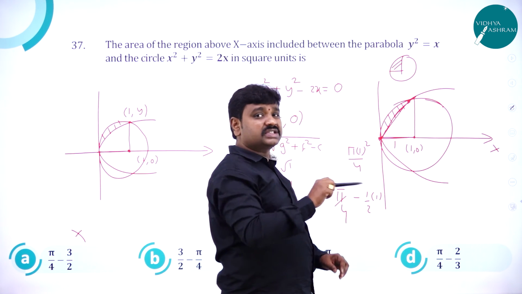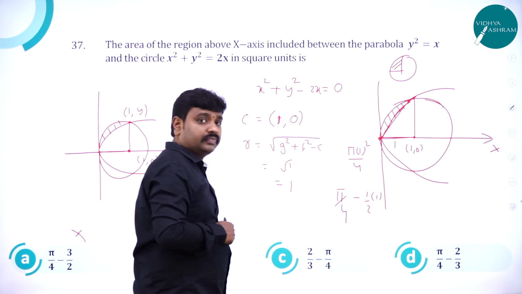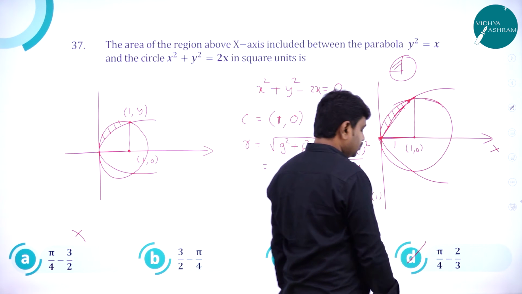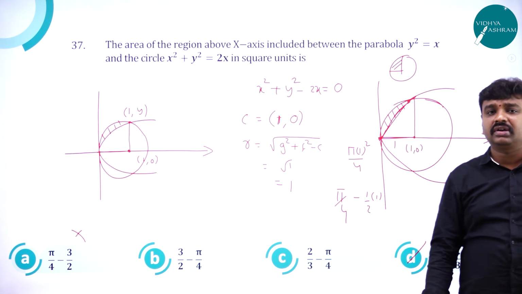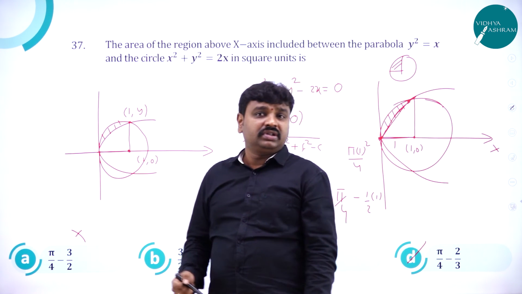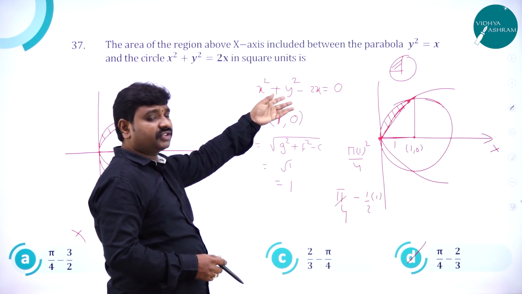Whatever I am removing should be less than 1, because if I remove more than 1 it becomes negative. So pi by 4 minus something, the only answer there is this one. Is it interesting or not? What is the original method? First find the y value, then find f of x minus g of x format, and do the point of intersection and everything.